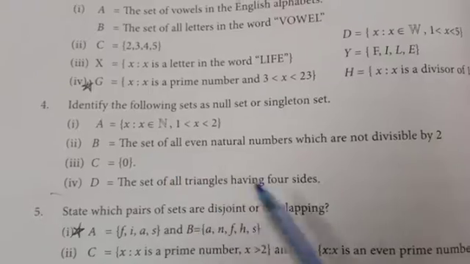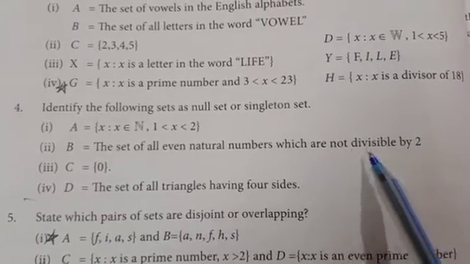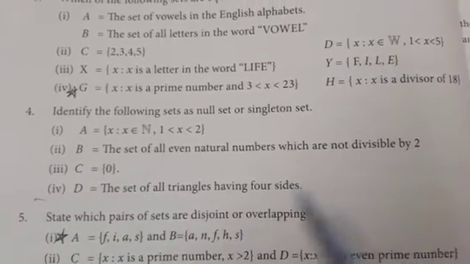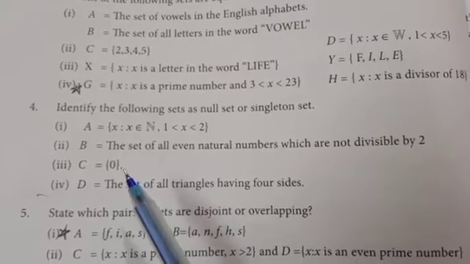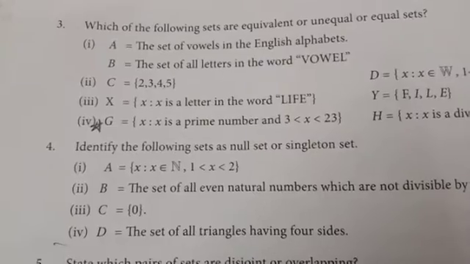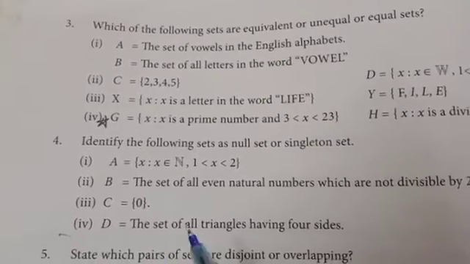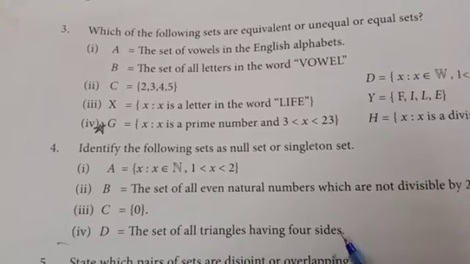B is equal to the set of all even natural numbers which are not divisible by 2. C is equal to the set of all 0. D is equal to the set of all triangles having 4 sides.